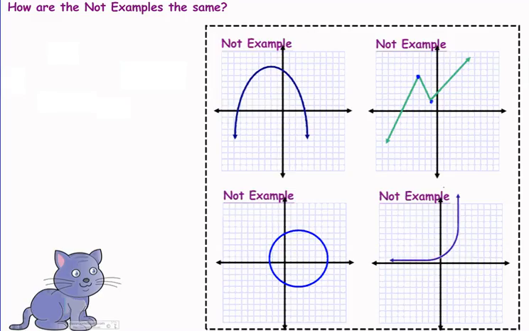A circle is not a linear equation. This curved parabolic shape right here, it's not linear. Linear meaning the graph is a straight line. So all of these not examples have something in common. And I want you to tell me what those things are that you see that make them not linear examples.